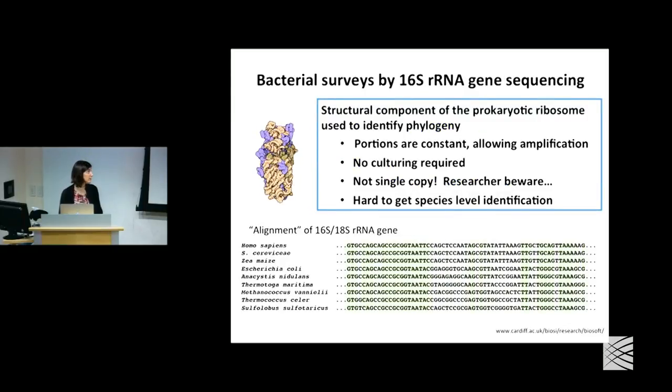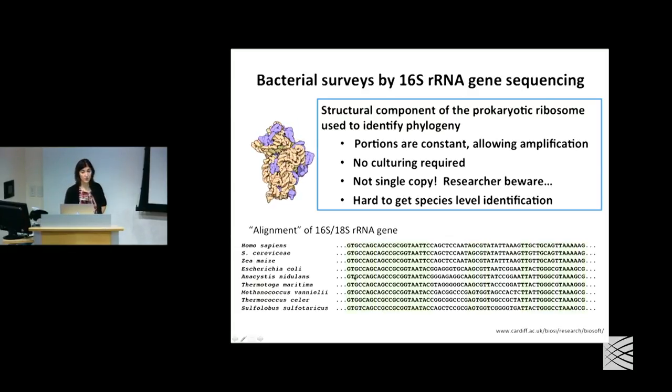Okay, so let's go into a little bit of detail on 16S gene sequencing. This is the structural component of the prokaryotic ribosome. We use it to identify phylogeny. The reason why we can do that is because this gene is very highly conserved, even among all domains of life. So you can see in green here are colored the identical nucleotides, and Homo sapiens are at the top, yeast, corn, and then microbes of all sorts. And you can see that there are very conserved regions in the sequence.